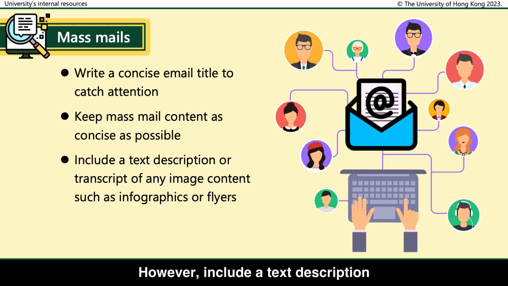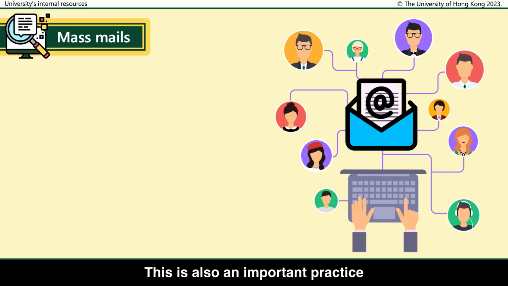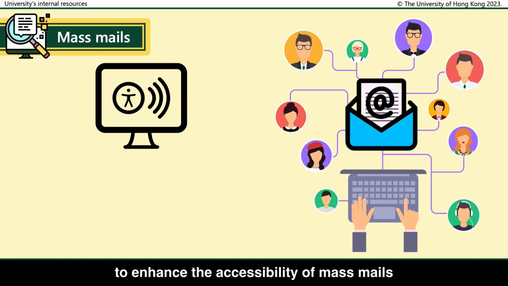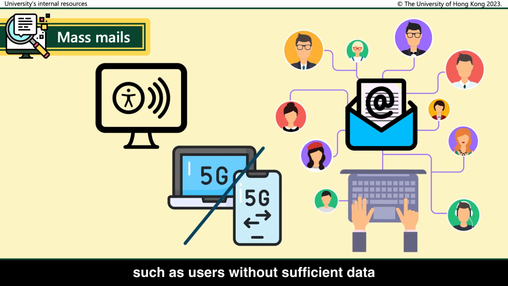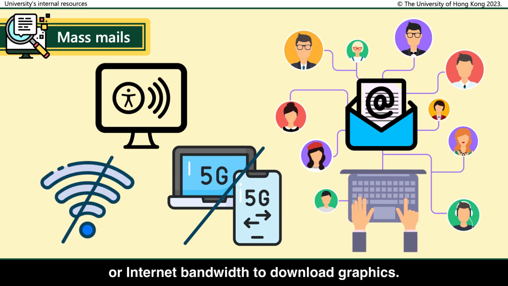However, include a text description or transcription of any image content, such as infographics or flyers, to facilitate retrieval by keyword search within the email archive. This is also an important practice to enhance the accessibility of mass mails for assistive technology users or others, such as users without sufficient data or internet bandwidth to download graphics.